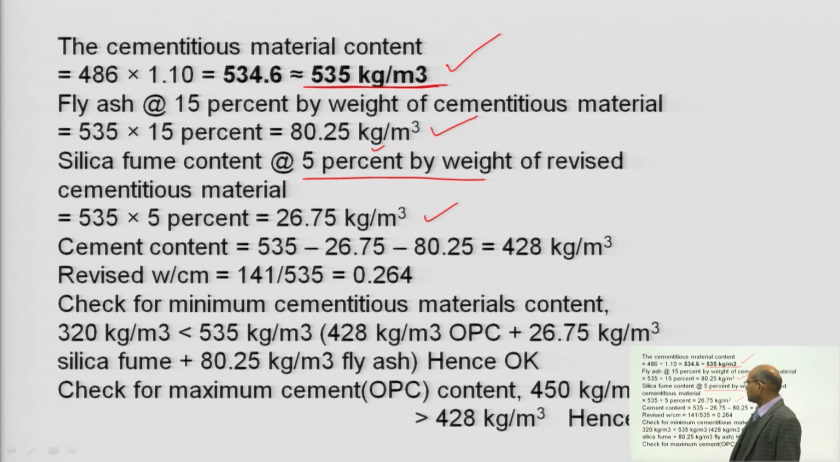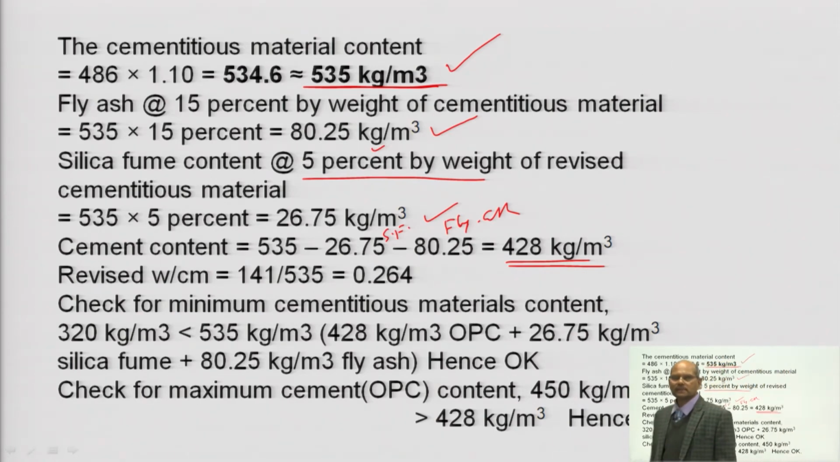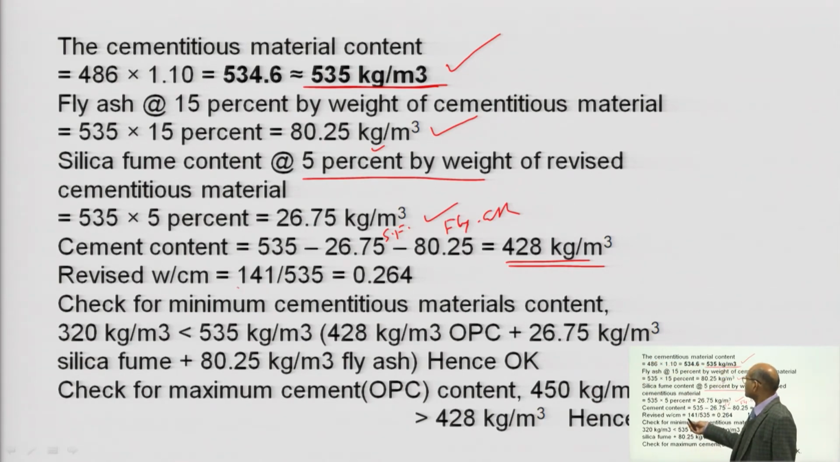So, what is the cement content? 535 minus silica fume minus fly ash. So, this is coming to 428 kg per meter cube. What is the revised water cementitious material ratio? Water requirement 141 divided by 535. So, we are getting 0.264. So, our water cement ratio is 0.264, meaning water cementitious material ratio.